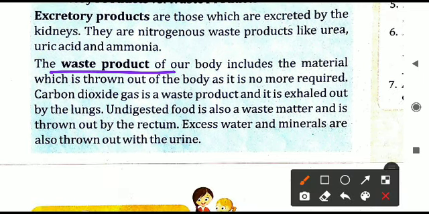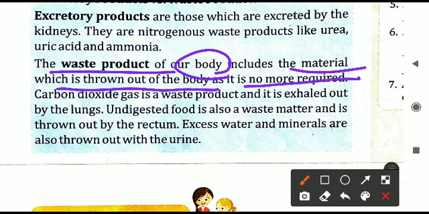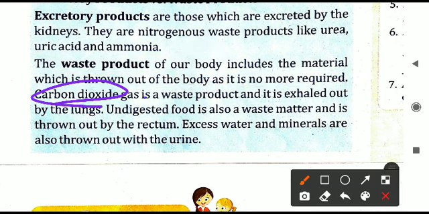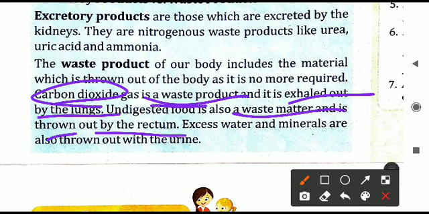Next, waste products of our body include material which is thrown out of the body and is no more required. Excretory products we can reuse for some other purpose, but waste products are not used for any other purpose. CO2, carbon dioxide, is a waste product and is exhaled out by the lungs. Undigested food is also waste matter and is thrown out by the rectum. Excess water and minerals are also thrown out with the urine.